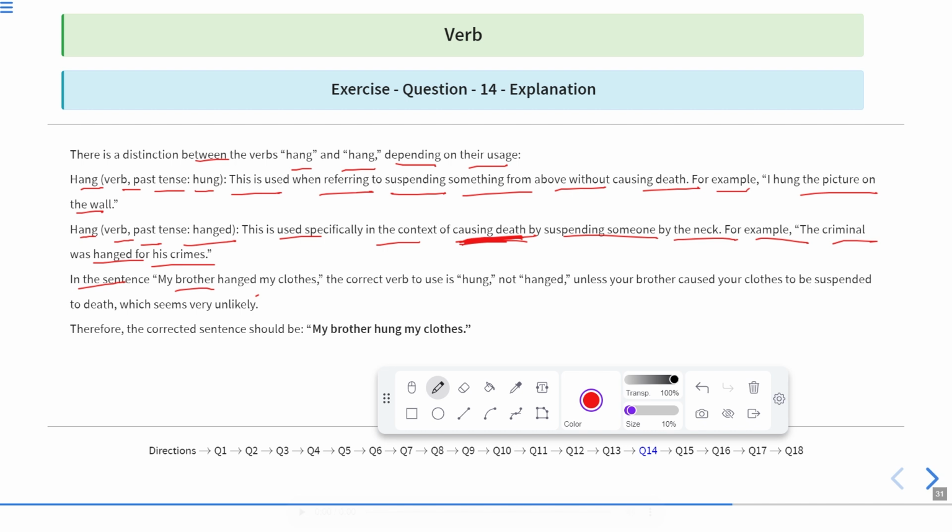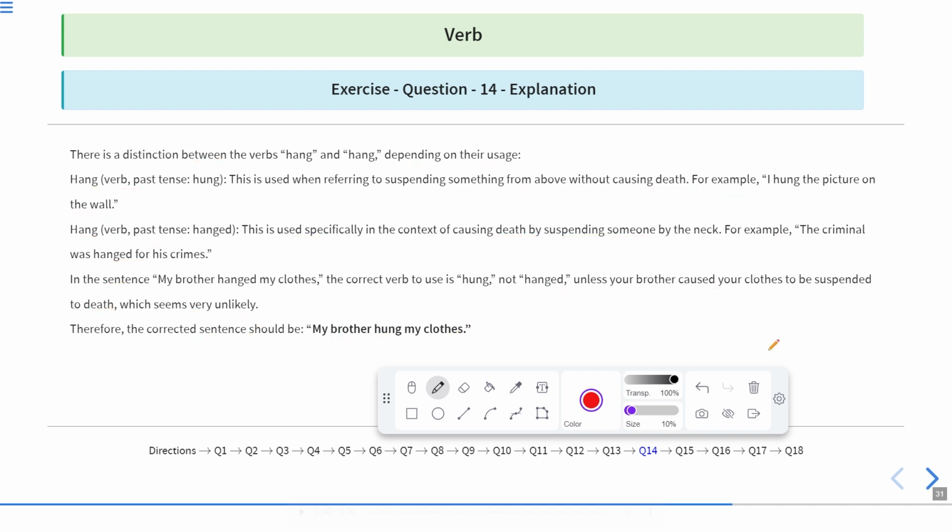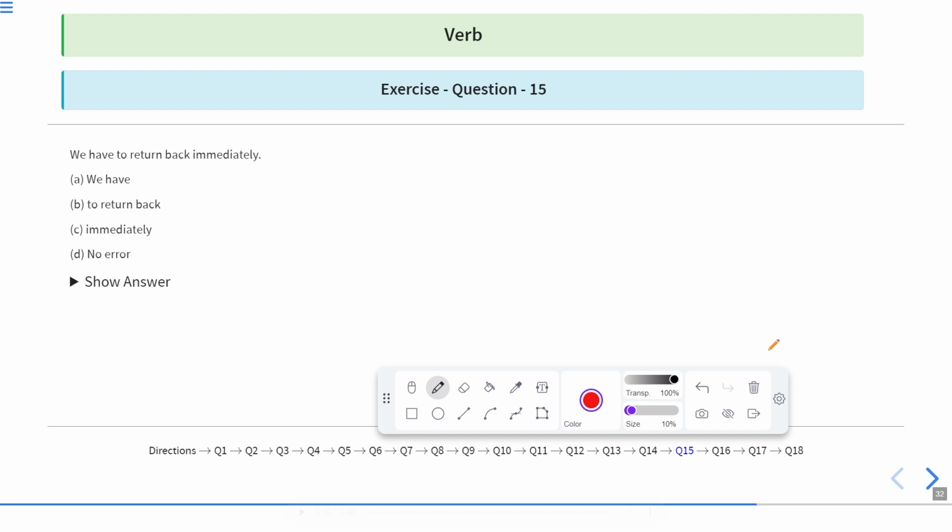In the sentence, my brother hanged my clothes, the correct verb to be used over here is hung, not hanged, unless your brother caused your clothes to be suspended to death. Okay, which seems very unlikely. Therefore, the corrected sentence should be, my brother hung my clothes. Of course, your brother is not causing your clothes to die. Okay, so he's just suspending your clothes on the wall. So here, hung my clothes will be the correct answer. Now let us move to the next one. This is question number 15.